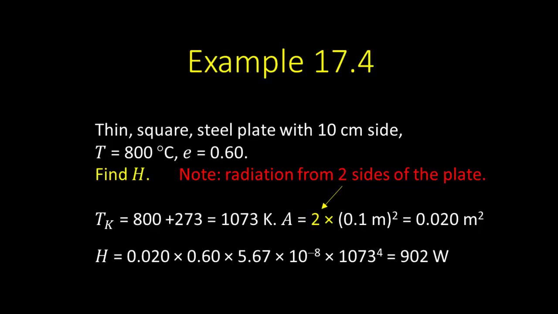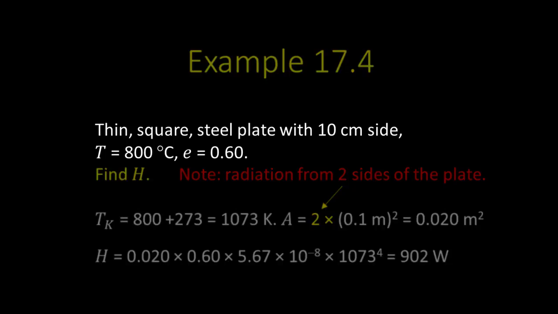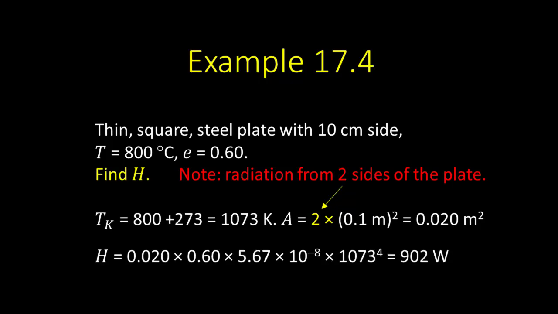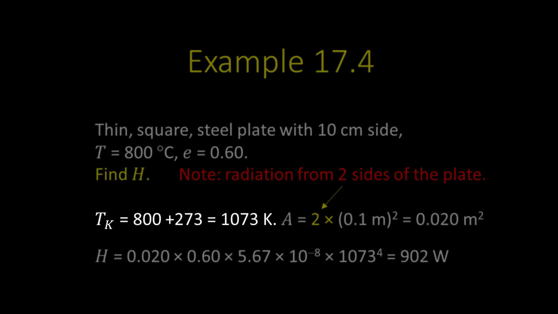We look at example 17.4 from the textbook. A thin square steel plate of 10 centimeters on each side is at temperature 800 degrees centigrade and has an emissivity of 0.6. Find H. First, let's not leave the temperature in degrees centigrade. We must convert it to Kelvin. So the temperature in Kelvin is 800 plus 273, which is 1073 Kelvin.